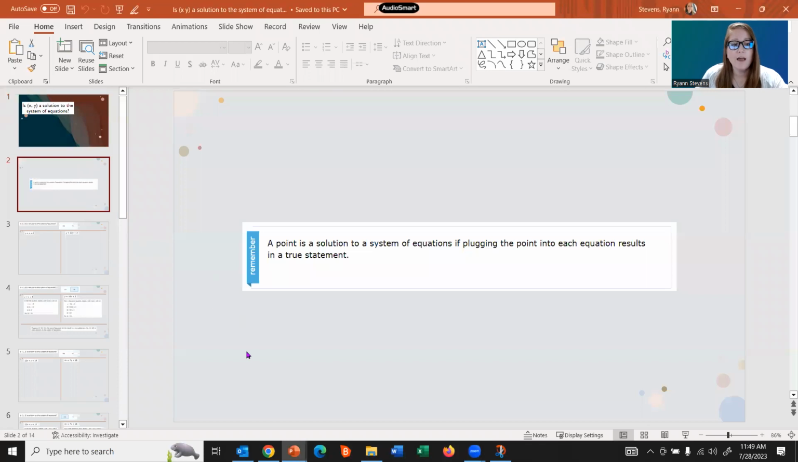We have to remember that an ordered pair is a solution to the system of equations if, by plugging the point in or substituting the point into the equation, it results in a true statement. A true statement would be like the number 2 is equal to 2. But if after substituting the ordered pair we result in an equation like 1 equals 3, this is not a true statement, and that tells us that no, it is not a solution to that particular equation.